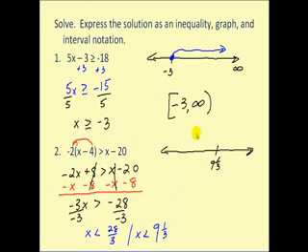Because it reads x is less than 9 1/3, not equal to, we'd have an open circle on 9 1/3. And in this case, our arrow would go to the left because it's less than, approaching negative infinity. So using interval notation, we'd have negative infinity to 9 1/3, and they'd both have rounded parentheses.